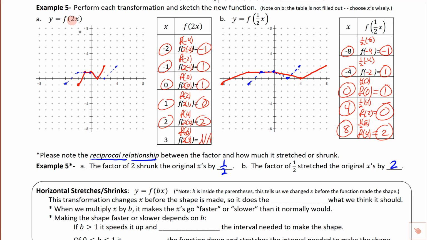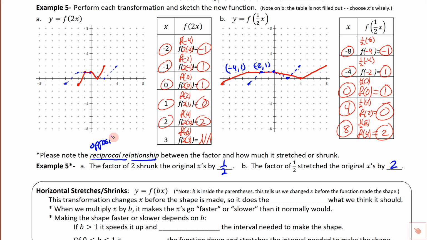So when it was a 2, we actually shrunk this horizontally by a factor of 1/2. It made all the x values half what they used to be. And over here, when we were multiplying it by a half, it actually stretched them by a factor of 2. So it actually took all these x values and multiplied them by 2. Even this point right here was negative 2, 1. It stretched over here, and it's now negative 4, 1. There's that negative 4, 1 right there. Okay, so there's that reciprocal relationship, kind of like an opposite.